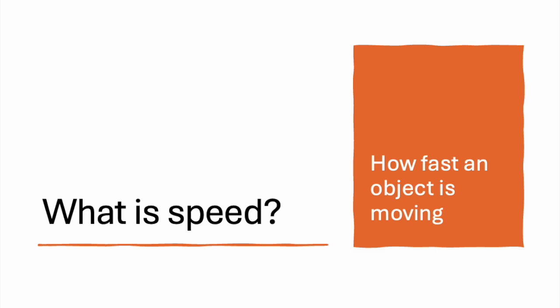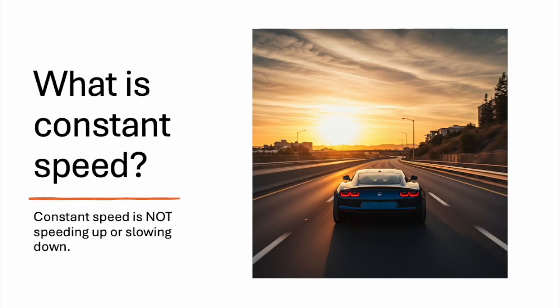Speed is a measure of how far an object moves in a given amount of time. When an object moves at a constant speed, it means that the object consistently covers the same distance in the same amount of time. For example, if a car is traveling at a speed of 60 miles per hour, the car will cover 60 miles every hour.